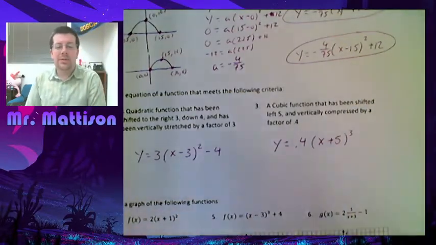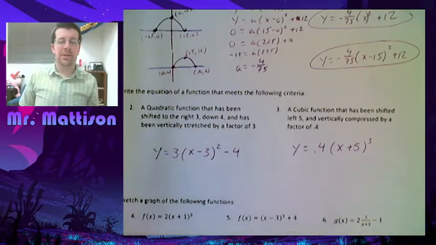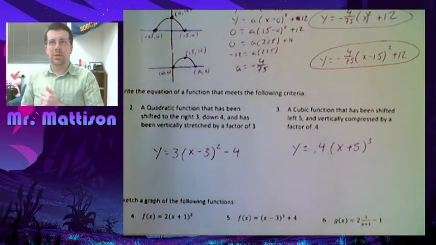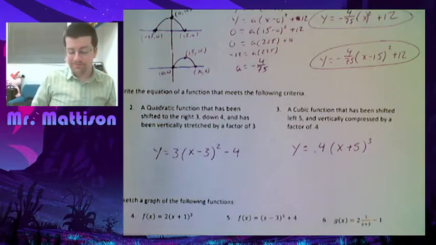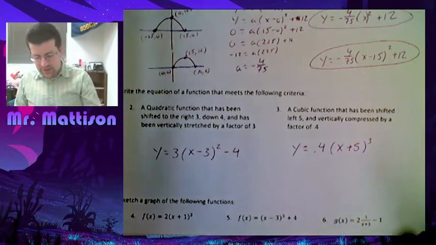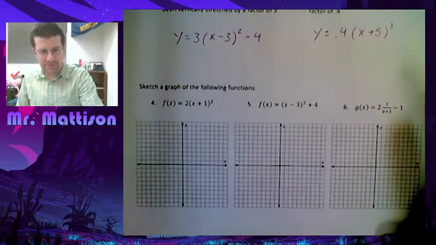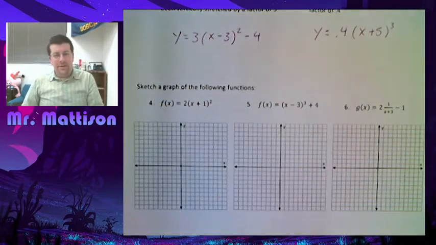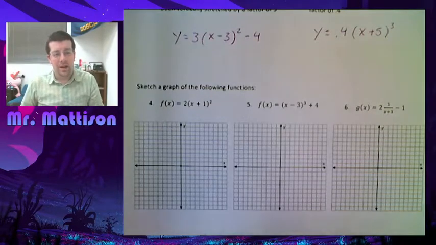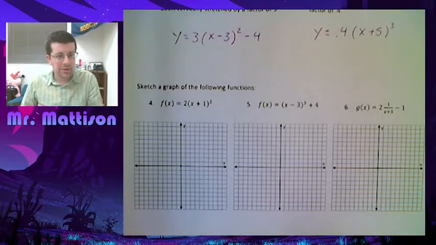Now you still want to be able to do this for any of the other types of parent functions. So square roots, absolute values, rationals, and exponentials as well. So down here, 4, 5, and 6, I'm going to try and sketch a graph of these. On these, what I care about is the shape is right and the locator point is right. That's what I'm looking for.